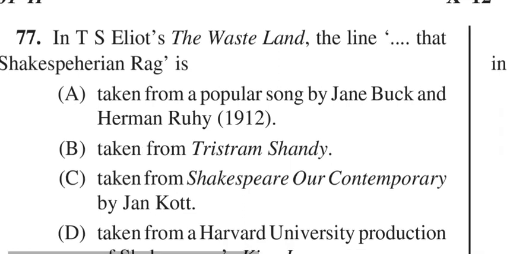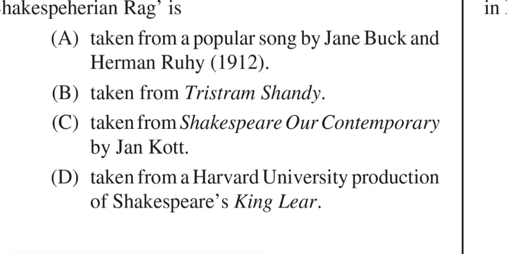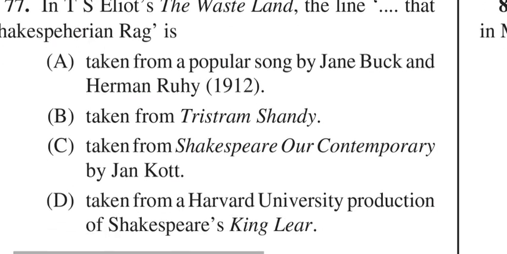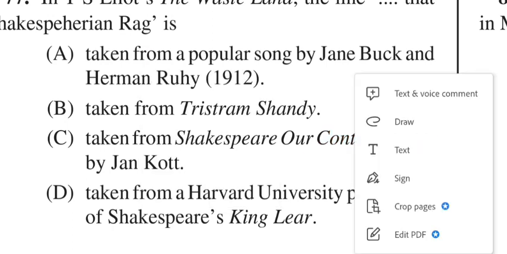Okay, let's move on to number 77. It says, in T.S. Eliot's The Waste Land. So many questions are asked related to The Waste Land, please go through it. In T.S. Eliot's The Waste Land, the line "that Shakespearean rag" is what? A. Taken from a popular song by Jake Buck and Herman Ruby, 1912. B. Taken from Tristram Shandy. C. Taken from Shakespeare Our Contemporary by Jan Kott. D. Taken from a Harvard University production of Shakespeare's King Lear. Where is it taken from? It is A, taken from a popular song of 1912.